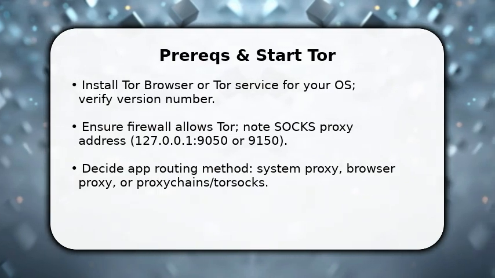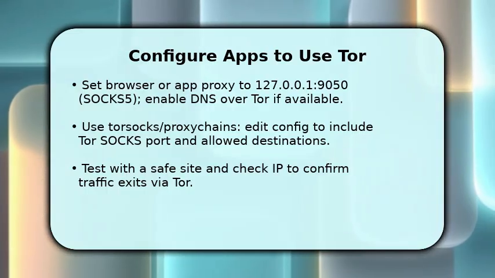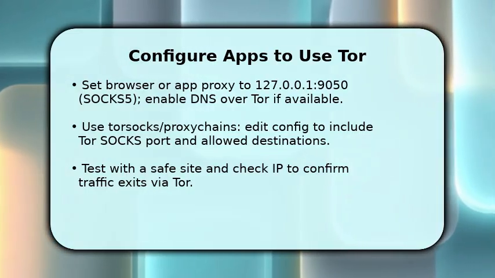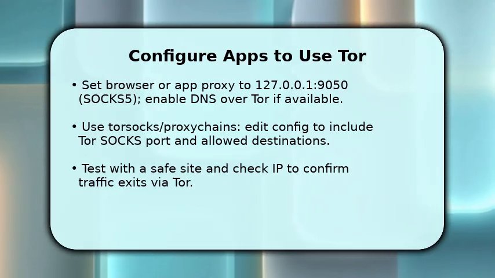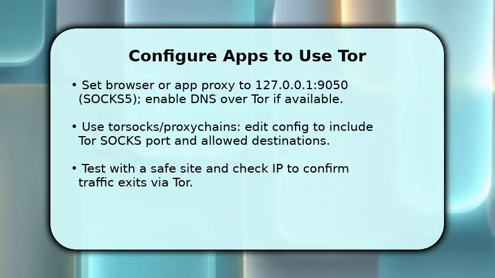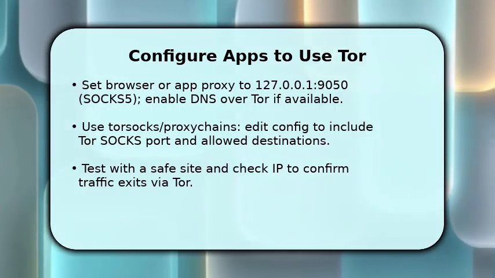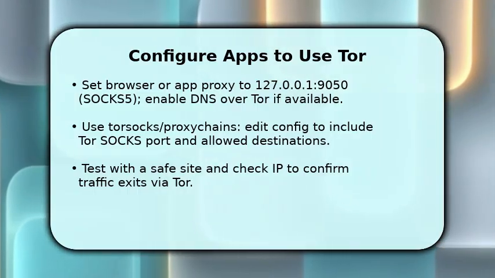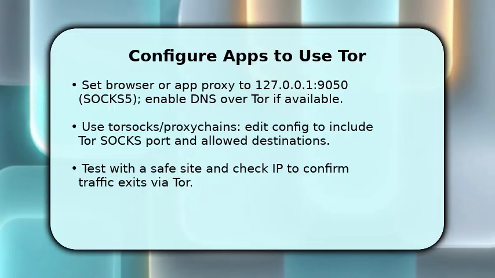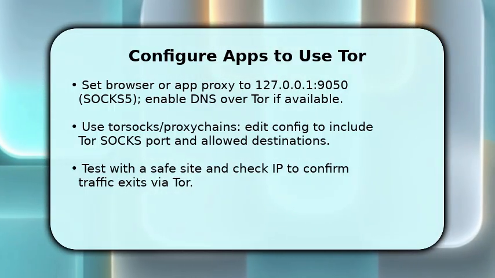line apps. You next wire individual applications to Tor. For GUI apps, enter 127.0.0.1:9050 as a SOCKS 5 proxy and enable the app's DNS over proxy option to avoid leaks. For terminal tools, install and configure Tor SOCKS or proxy chains, update their config to reference the Tor port and any bounce rules. Once configured, start the app through the wrapper or with the proxy settings applied.